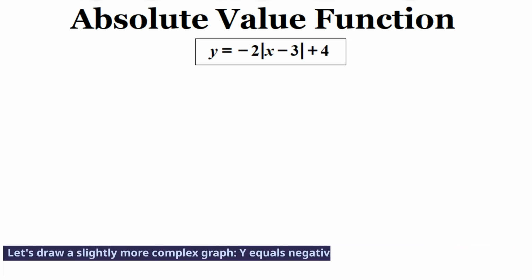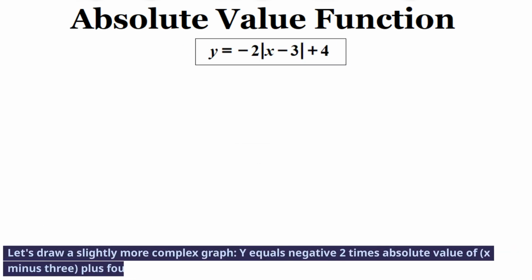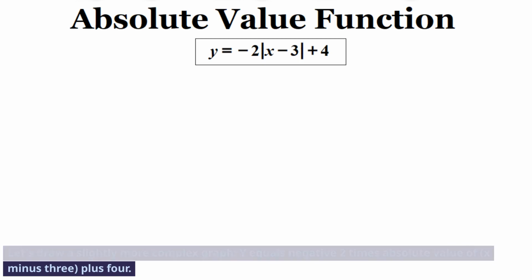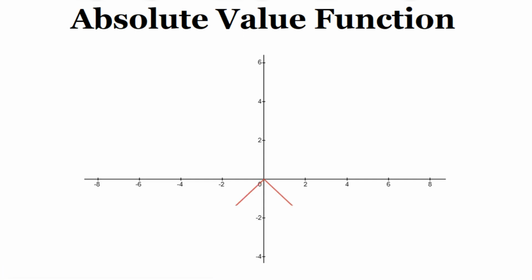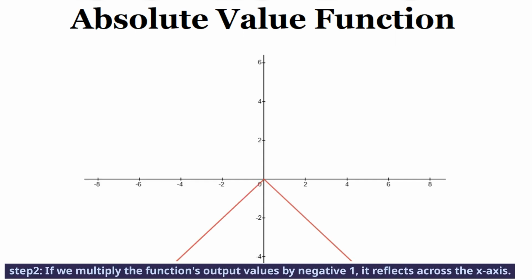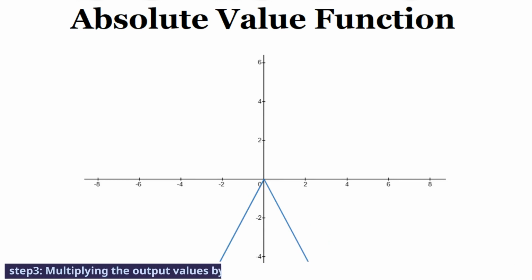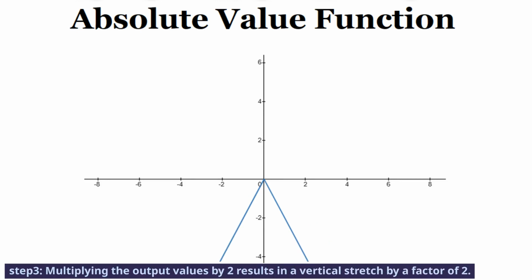Let's draw a slightly more complex graph. y equals -2 times absolute value of x minus 3, plus 4. Step 1, we'll plot the parent function. Step 2, if we multiply the function's output values by -1, it reflects across the x-axis. Step 3, multiplying the output values by 2 results in a vertical stretch by a factor of 2.